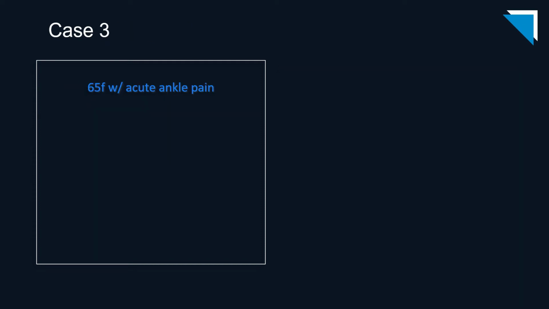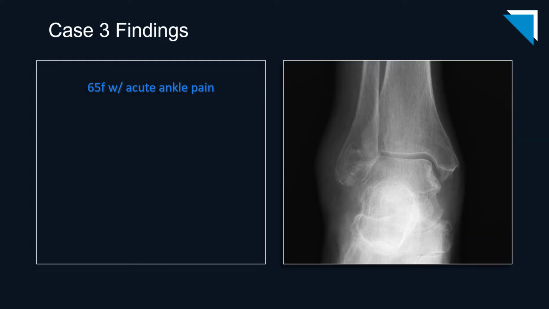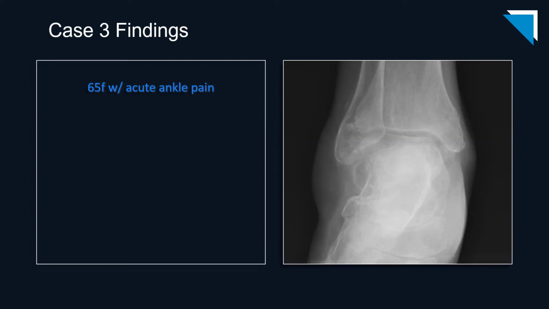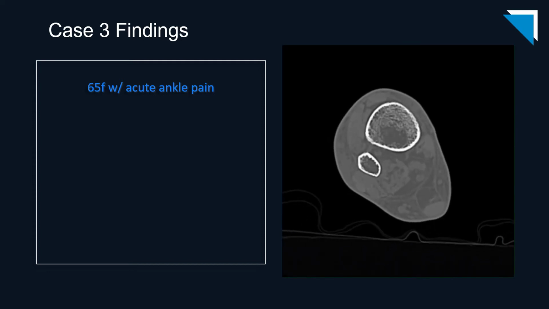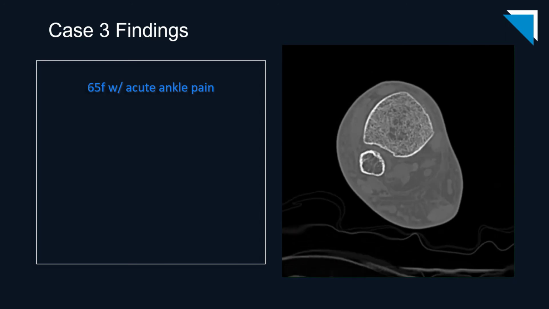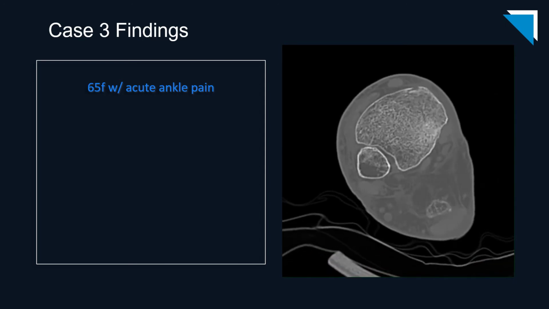Moving on to our next case, we have a 65-year-old woman with acute ankle pain. This is the initial plain radiograph taken when the patient first presented, and a follow-up image taken several weeks later when the patient presented with persistent pain. At that follow-up visit, a CT scan of the ankle was obtained. These are the axial images from that scan.